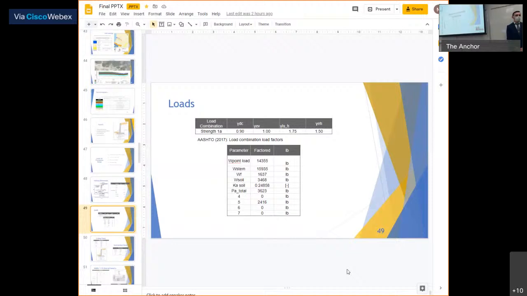So the question was, did we include an impact load when going through our load factors? We did not. We only included our strength load factor and then the two dead weight load factors. So that wasn't something that we got to, but definitely something to consider.